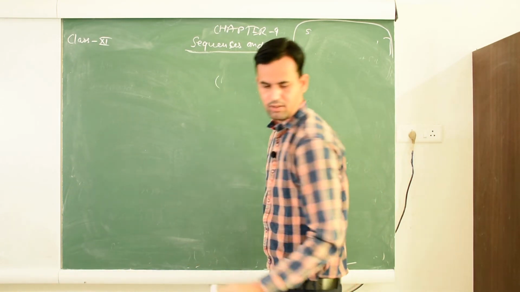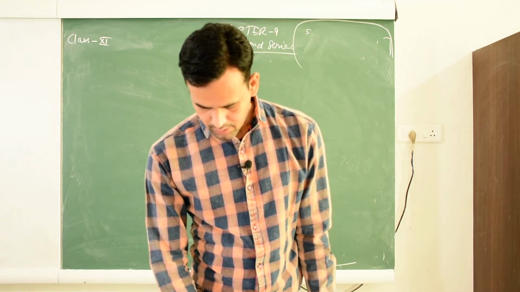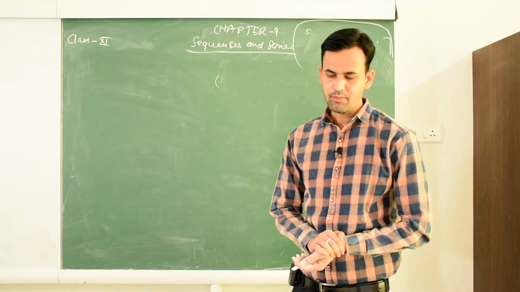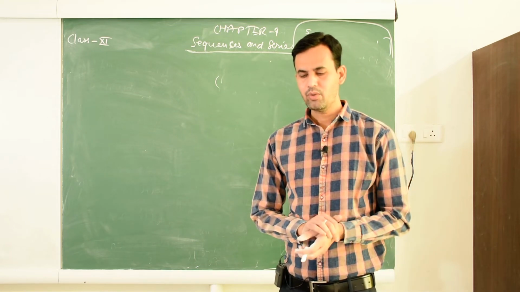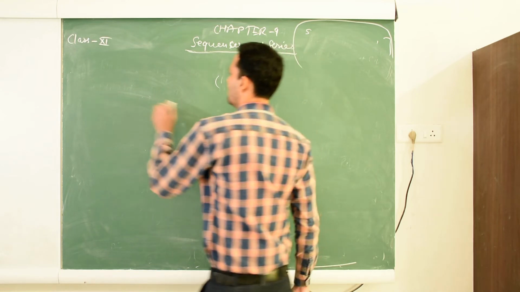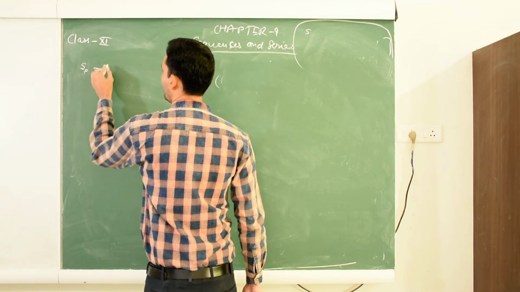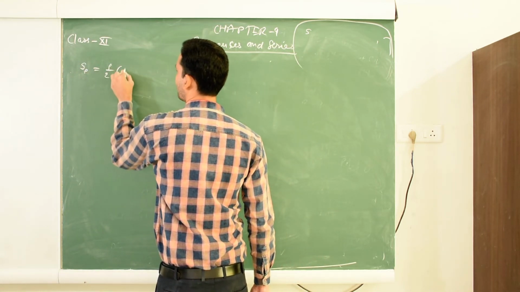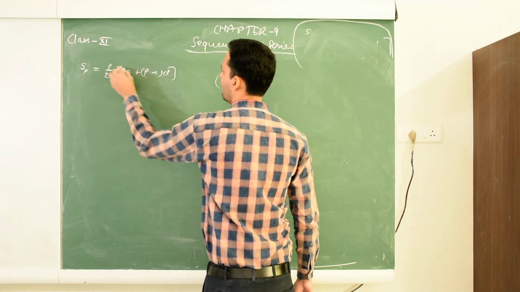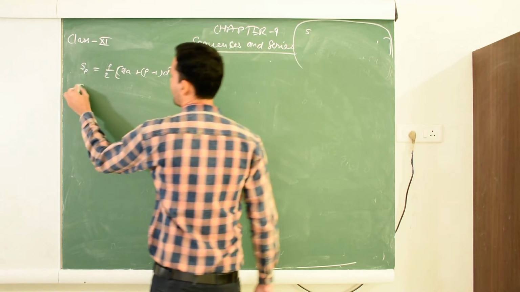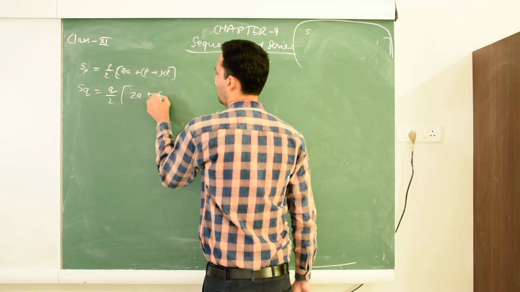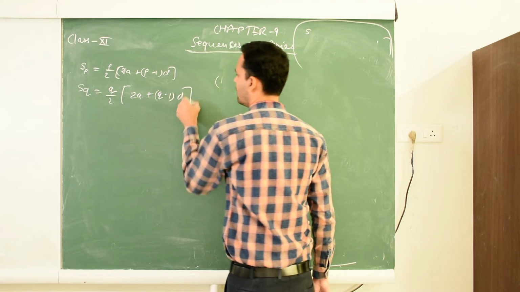Next question is question number 10. The sum of first P terms of an AP is equal to the sum of first Q terms. Then find the sum of the first P plus Q terms. So the sum of P terms, S_P, is given as P by 2 into (2a plus (P minus 1) into d), and S_Q is Q by 2 into (2a plus (Q minus 1) into d).